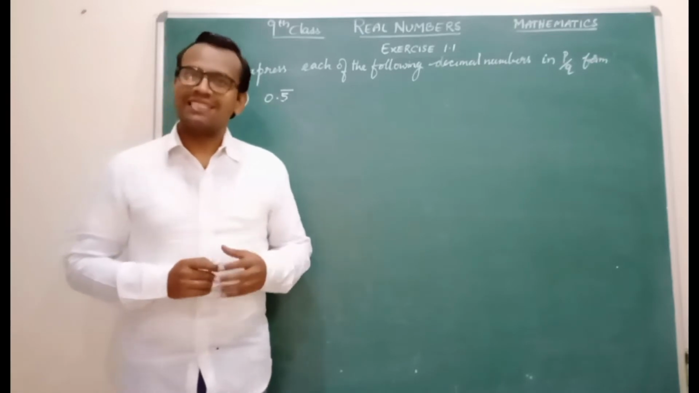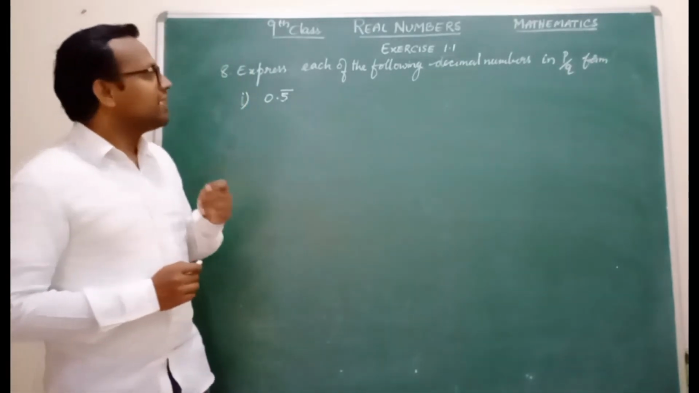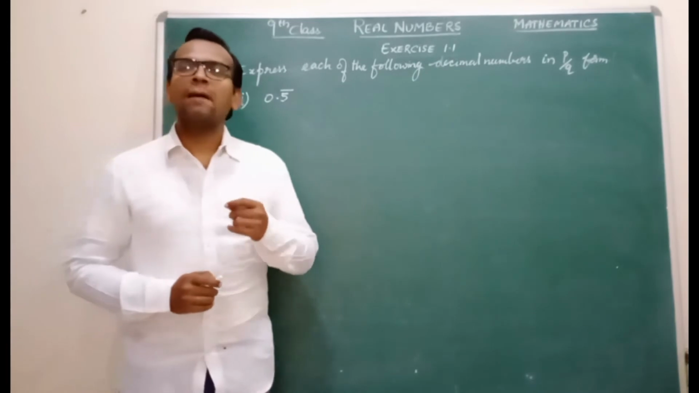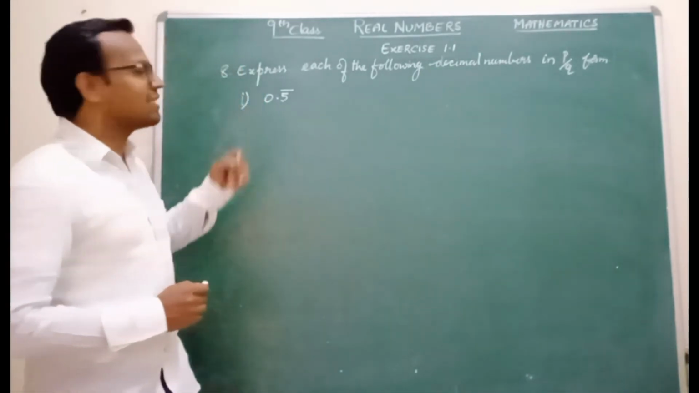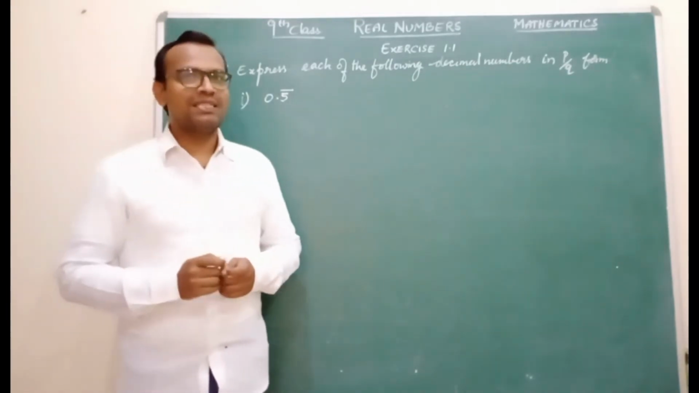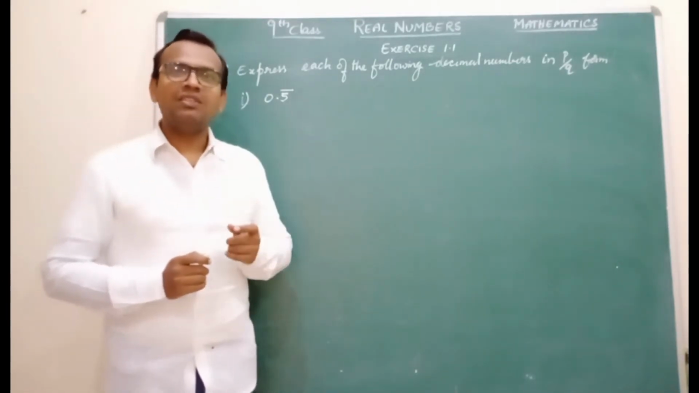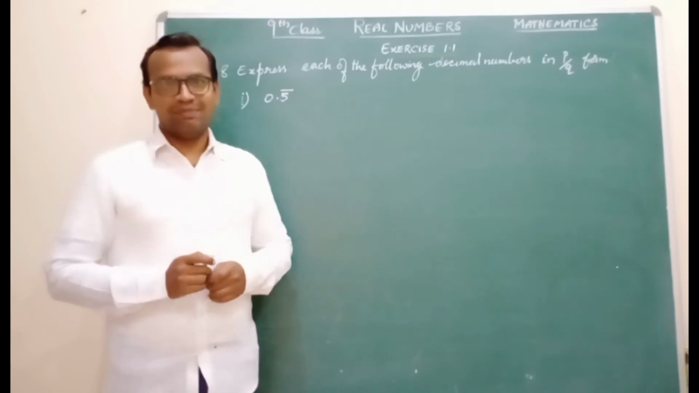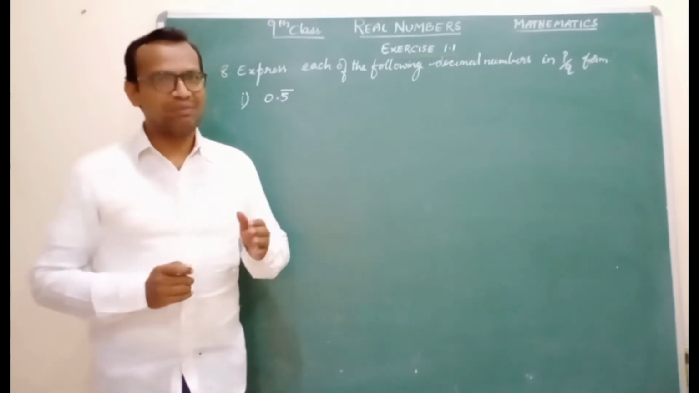The eighth question is like this. Express each of the following decimal numbers in p by q form. And the first one is 0.5 bar. See, in this bit, they have given the non-terminating recurring decimals and we have to convert them into p by q form.